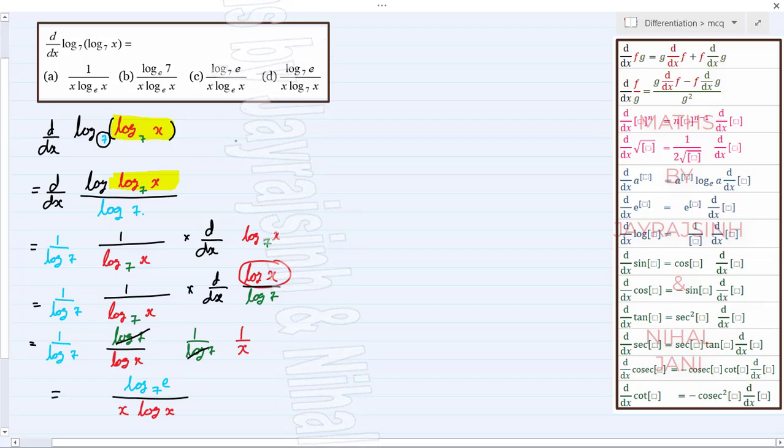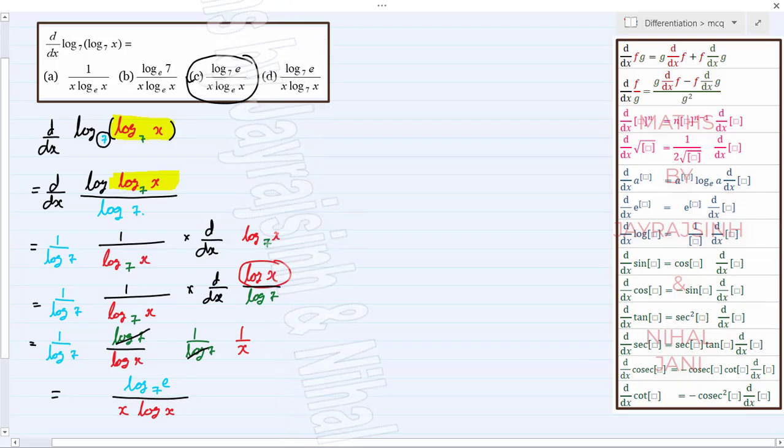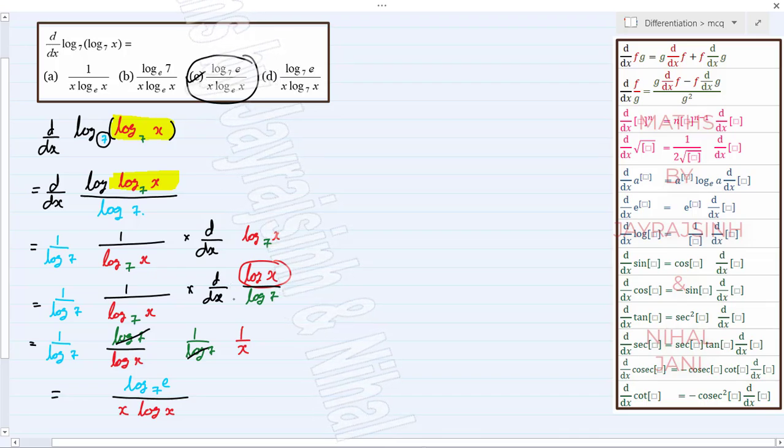So our answer is within option C. Ta-da!